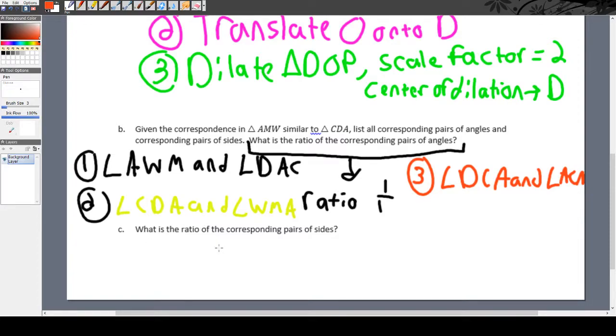Now I'm going to list the corresponding sides on part C. And it's also asking us what the ratio is. Well, we already found out what the ratio is. It's the same thing as the scale factor. So your ratio is equal to 2, which is the same thing as a 2-to-1 ratio.